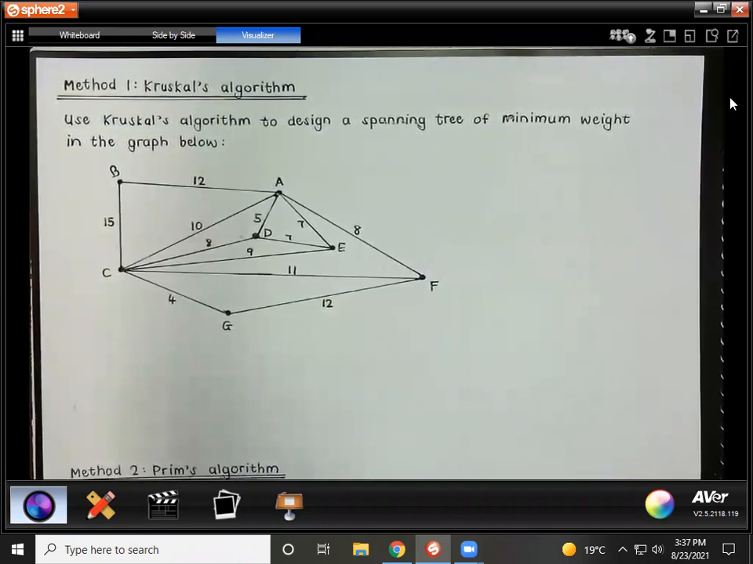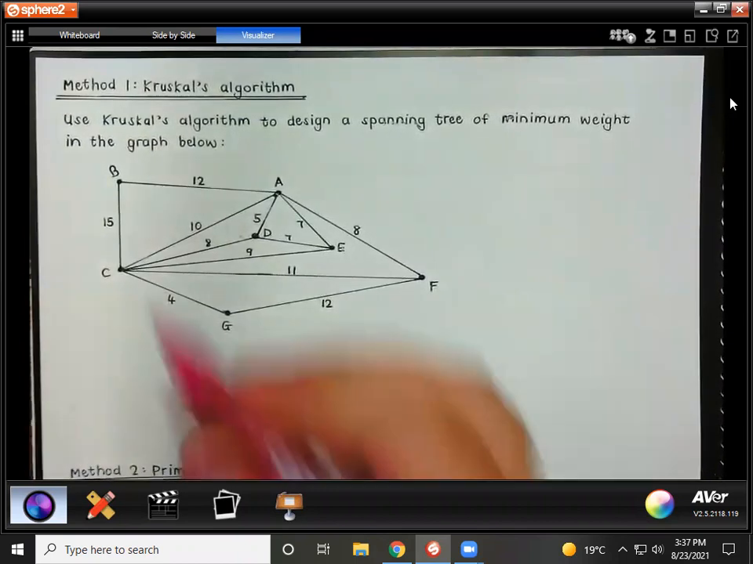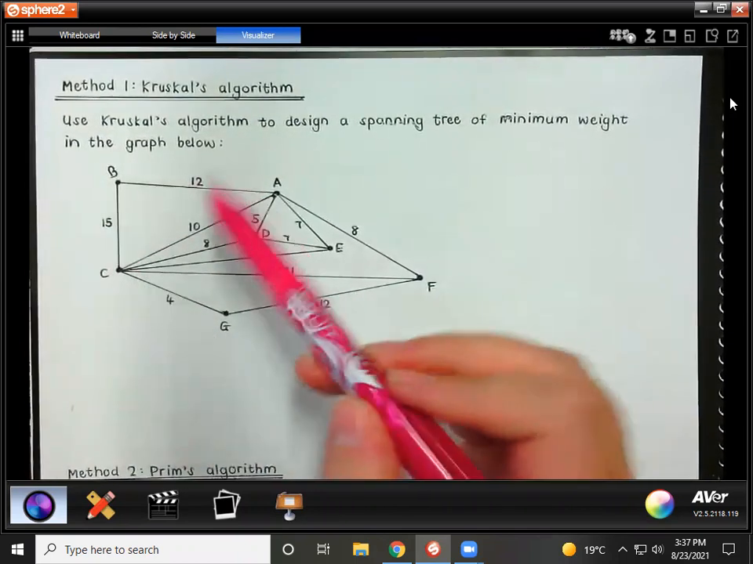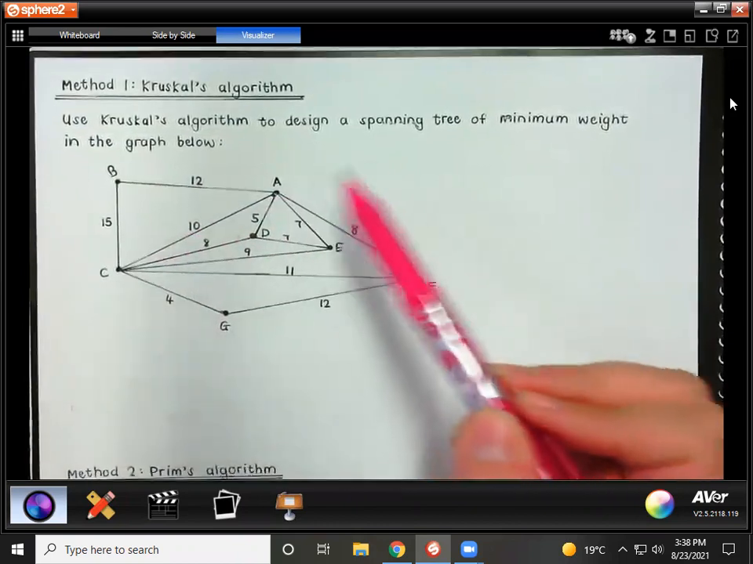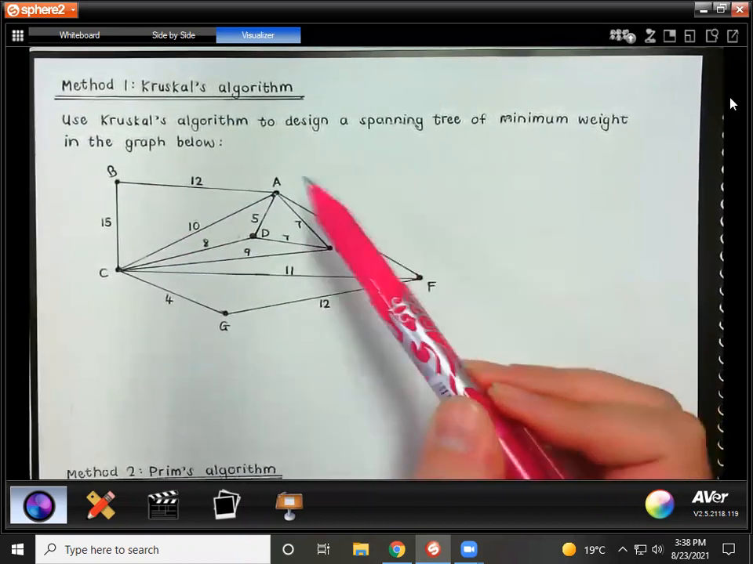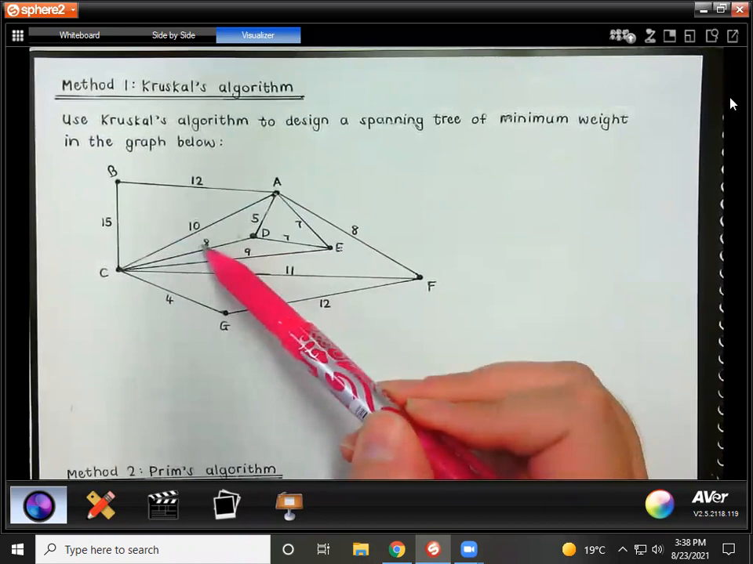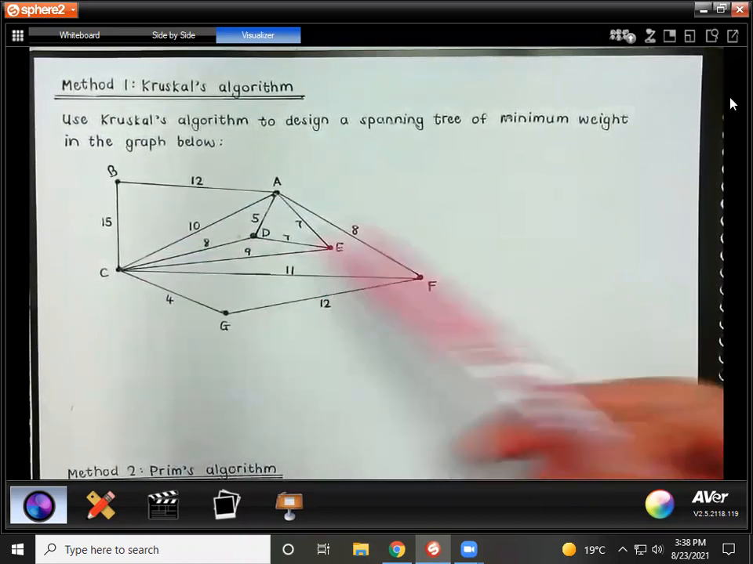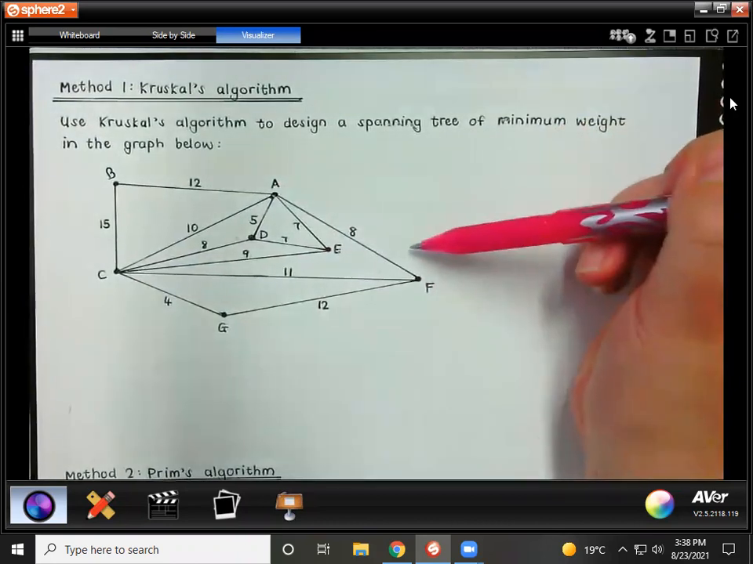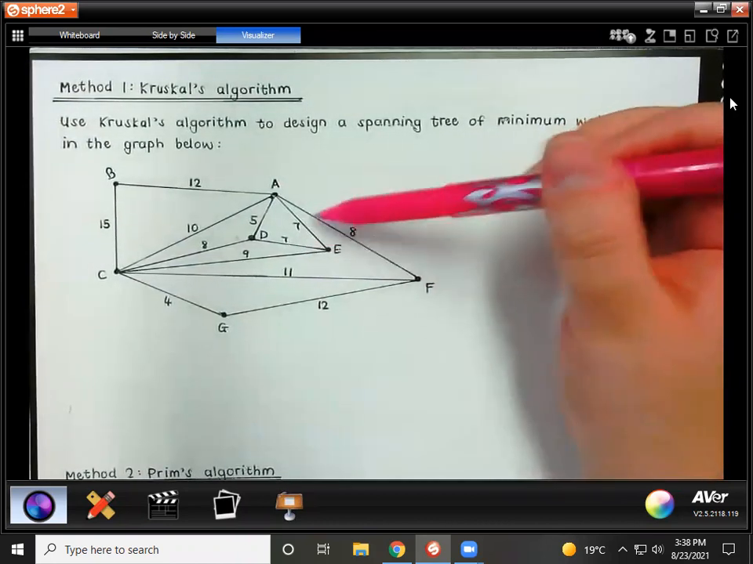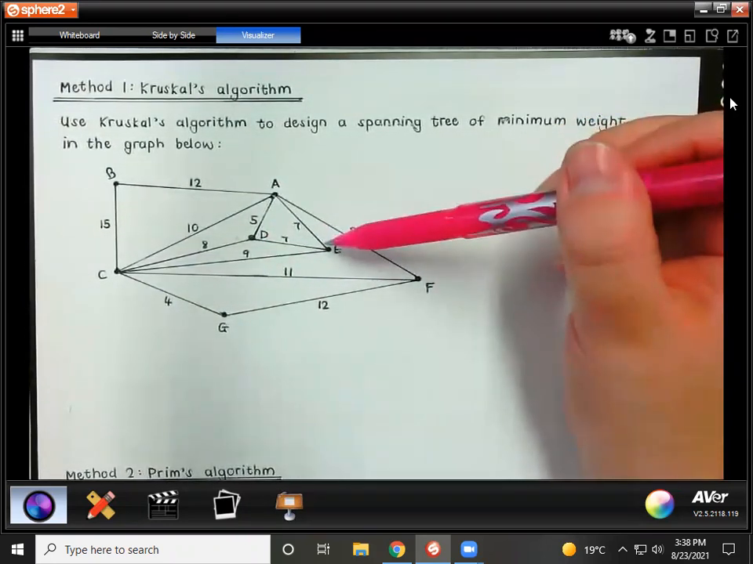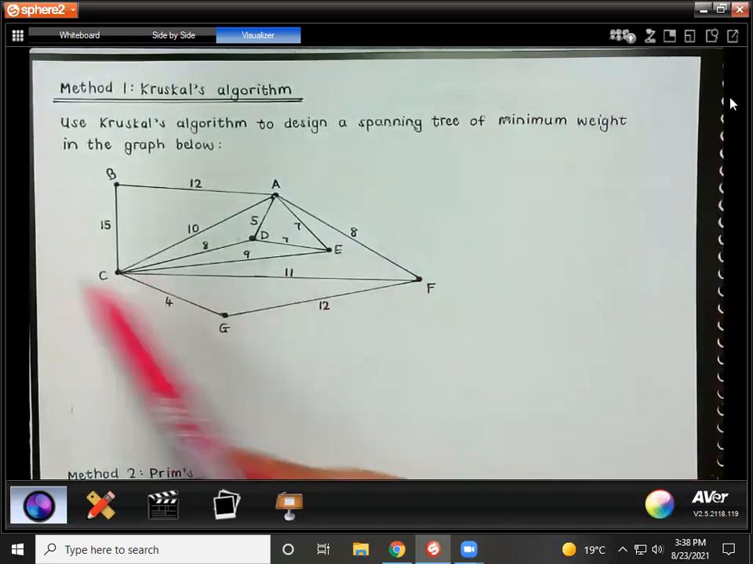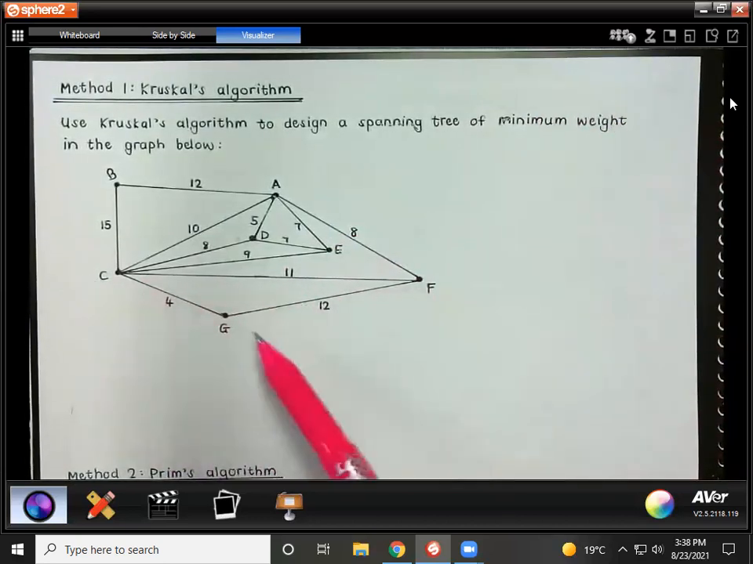Guys, double check. AB is 12, BC is 15, AC is 10, AD is 5. Then we have CD is 8. I'm also just checking that I filled everything in. CE is 9. AF is 8. Then we have two that are 7 here, DE and AE. CF is 11, CG is 4, and GF is 12.